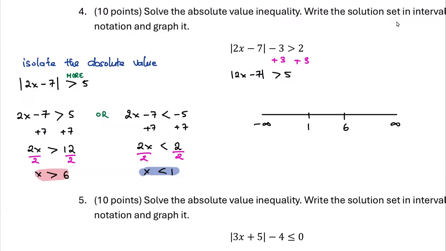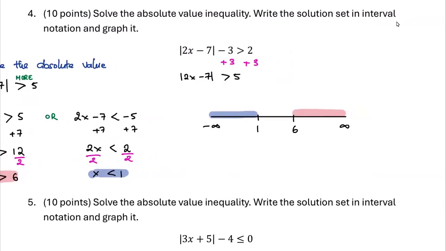So I have the part x greater than 6 with red color, right? That is x greater than 6. So let me do it above. Okay, and then I have the blue color for x less than 1. There we are. This is all, right? So we're collecting both. The final answer will be negative infinity to 1, union 6 to infinity. That is the final answer.